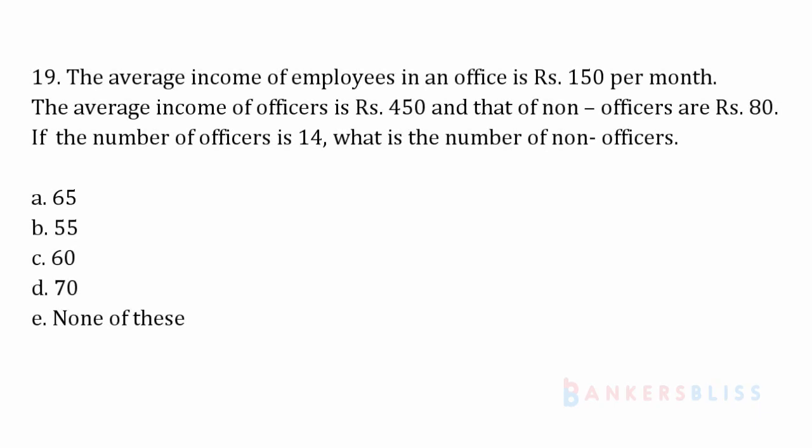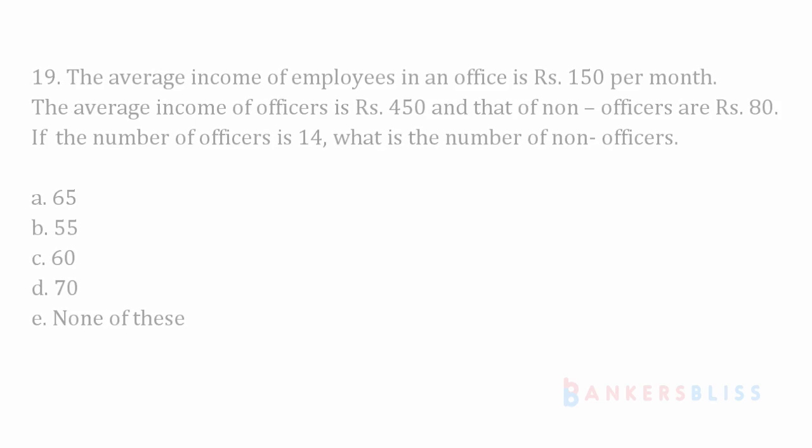The average income of employees in an office is rupees 150 per month. The average income of officers is rupees 450 and that of non-officers is rupees 80. If the number of officers is 14, what is the number of non-officers?